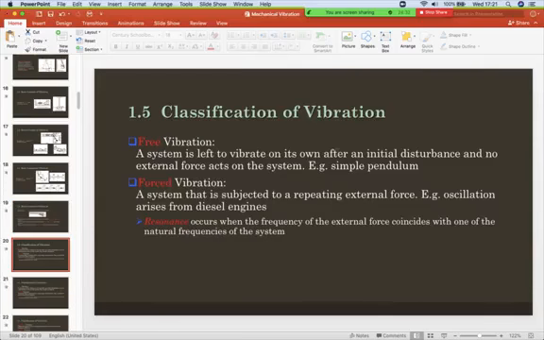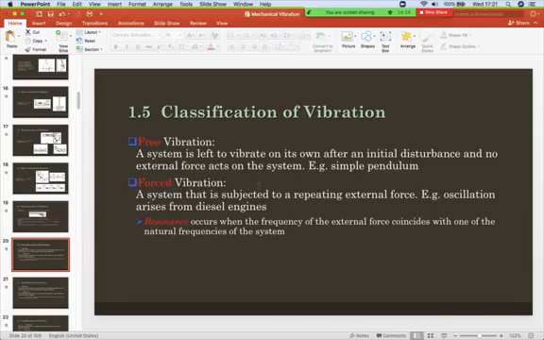Okay, free vibration. A system is left to vibrate on its own after an initial disturbance, and no external force acts on the system. Just like a simple pendulum. If you act on it initially, it will just continue bouncing and bouncing without an external force acting on it.